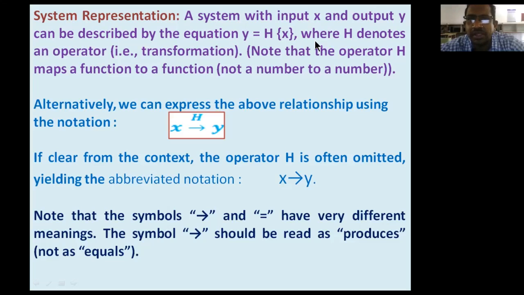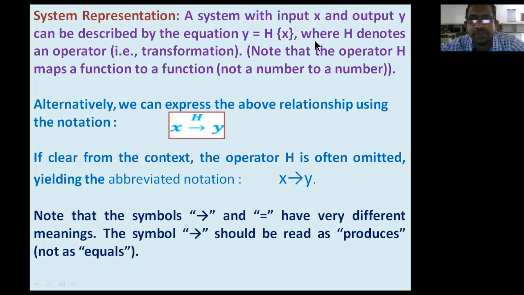x of t. Here in this slide, t has been removed because I have represented this for discrete as well as for continuous signals. Therefore, I have intentionally removed the t part. So if you write y is equal to h of x, it is applicable to both continuous time signals as well as discrete time signals.